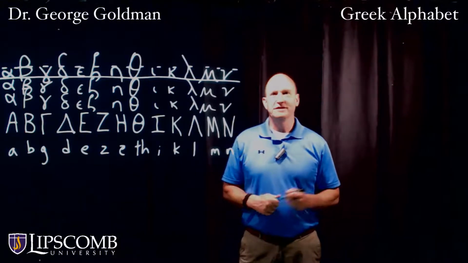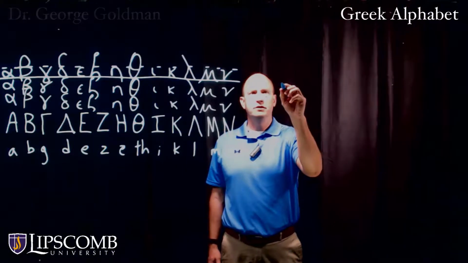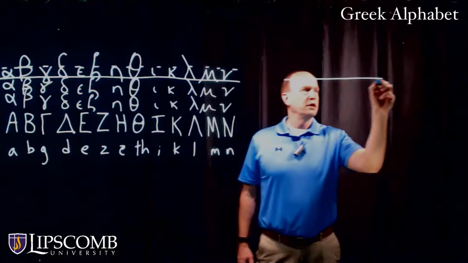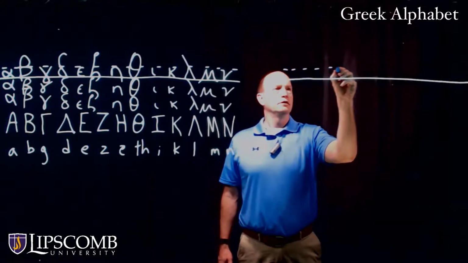Okay, we're going to do the next part of the alphabet now. There are 24 letters in the alphabet total. So I'm going to go ahead and draw the line for the next part, and then make your dotted line.